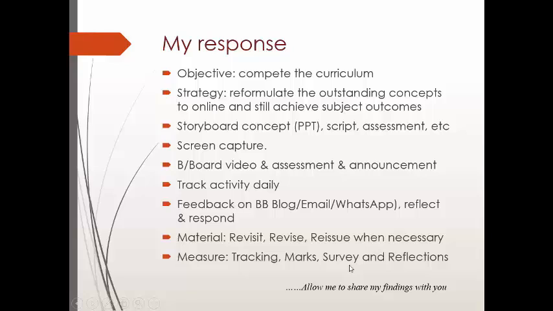Even though I used all other forms, I just put it into the blog, so there was always a repository. And of course marks and tracking were very possible with Blackboard. And then I found it very difficult last year, but subsequently I was able to provide some reflections. So if you would allow me to share my findings with you.